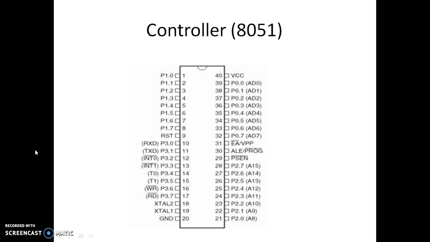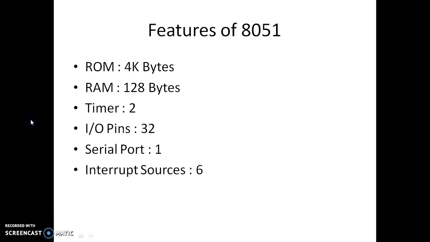So we know the 8051 controller is a 40-pin DIP, dual in-line package controller. Now we are focusing on two pins of the controller, that is pin number 10, the receiver pin, and pin number 11, the transmitter pin. Now let's have a look at the features of the 8051.